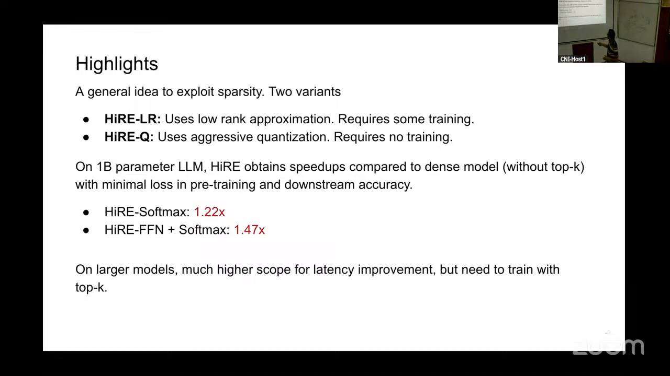training. And on a 1 billion parameter language model, it turns out that when we apply HiRE only on the softmax layer, we get about 1.22x speed up without any accuracy degradation. And similarly, when we apply it on both the feedforward and softmax layers, we get about 1.5x speed up on this 1 billion parameter LLM.